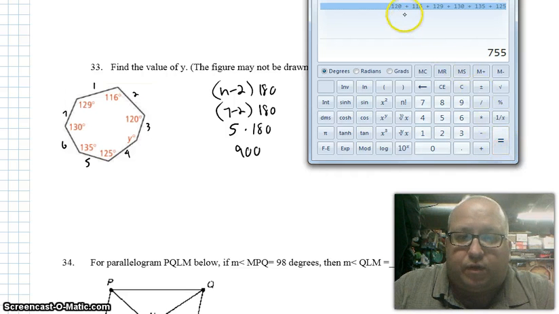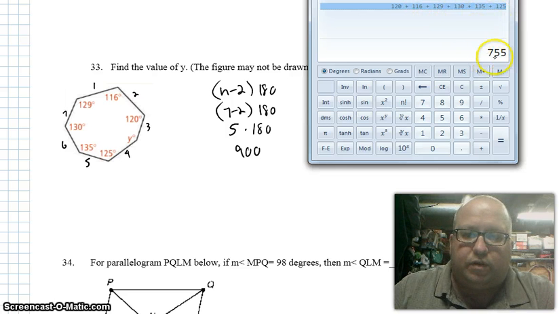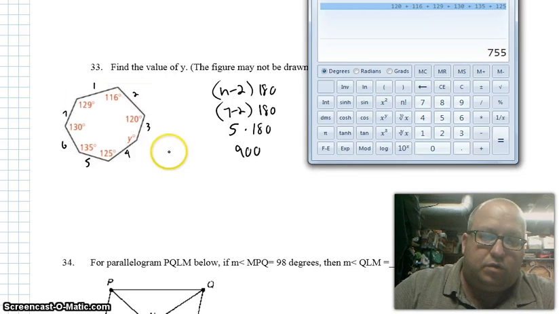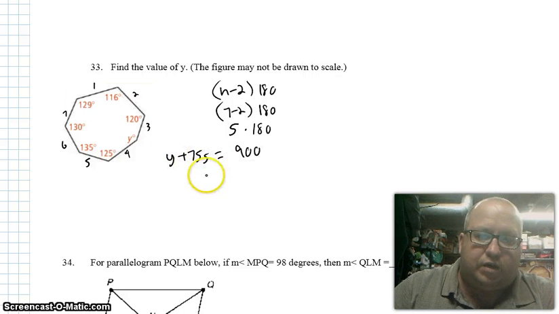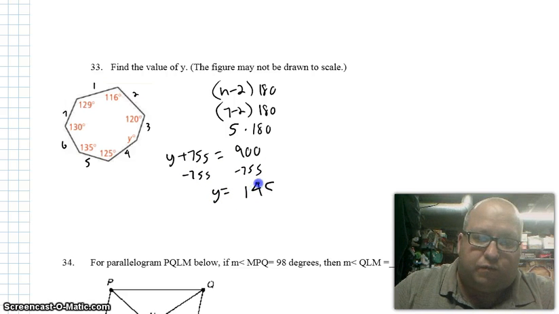I'm going to check if I have everything. 1, 2, 3, 4, 5, 6 of them. 120, 116, 129, 130, 135, 125, 755. So y plus 755 is 900. So minus 755 minus 755, y equals 145.